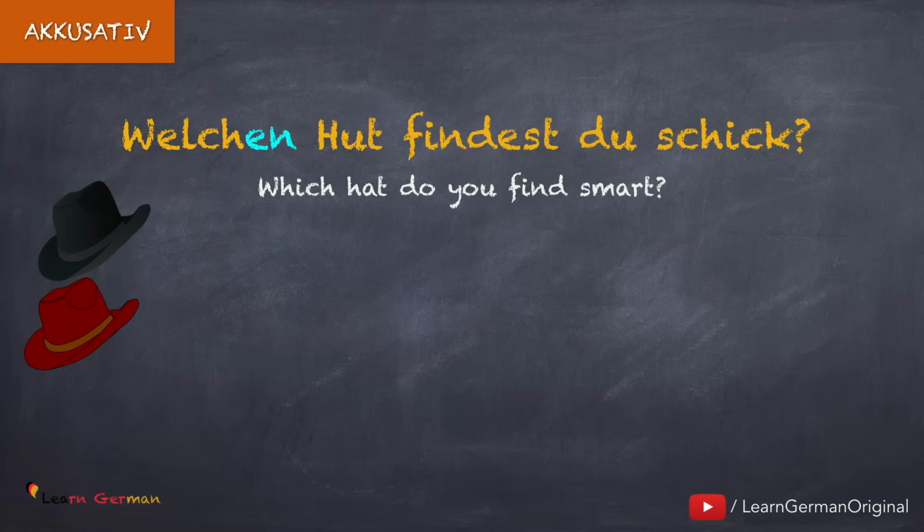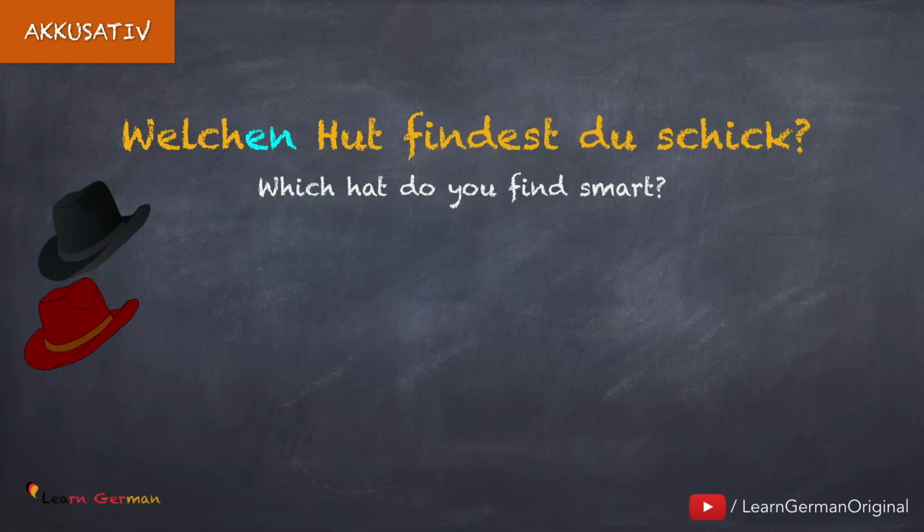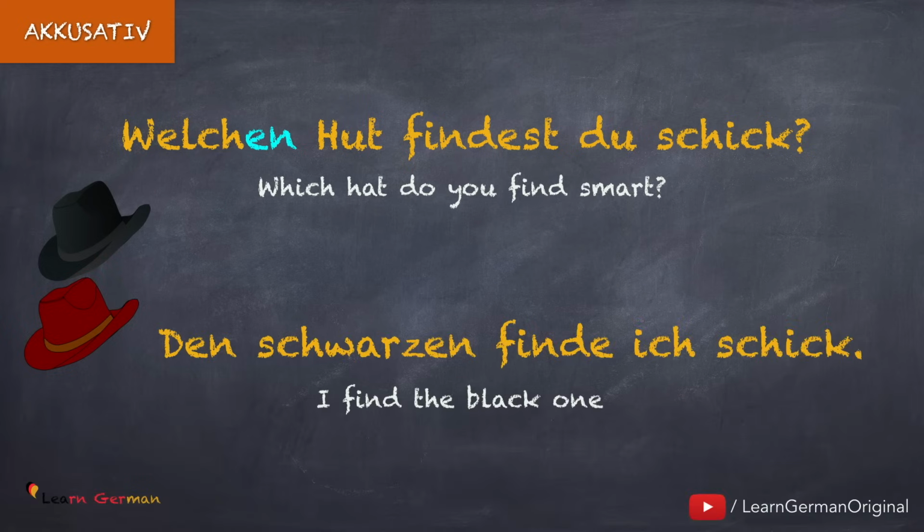Du is the nominative subject and Hut is the accusative object. Since Hut is masculine, in accusative it will take the article den. Welchen Hut takes the ending en from the accusative article den. The answer will be den schwarzen finde ich schick. Or I can simply say den schwarzen.